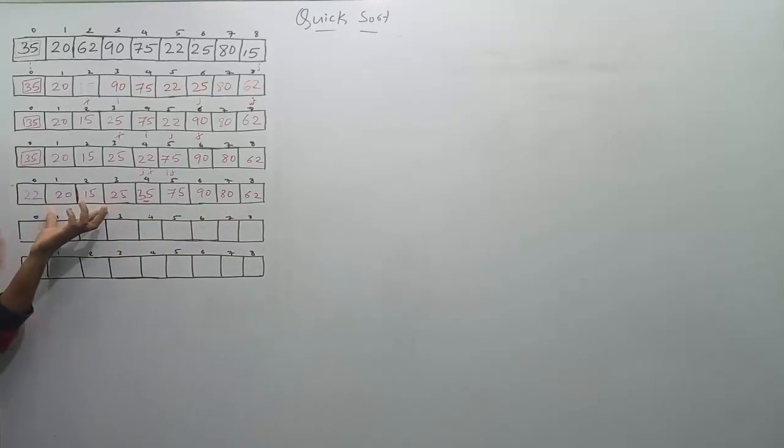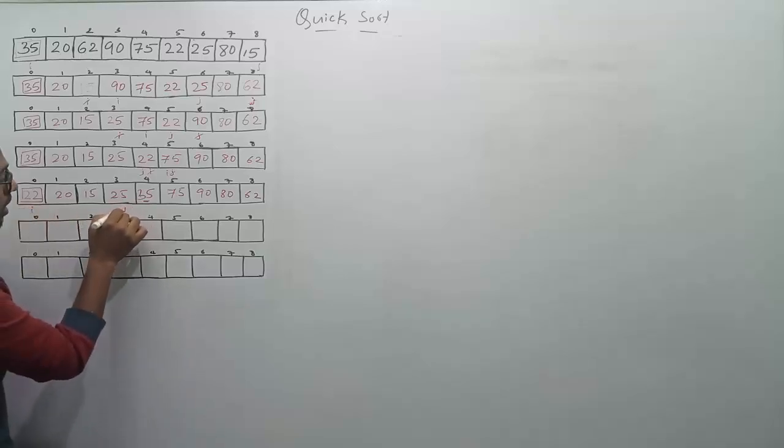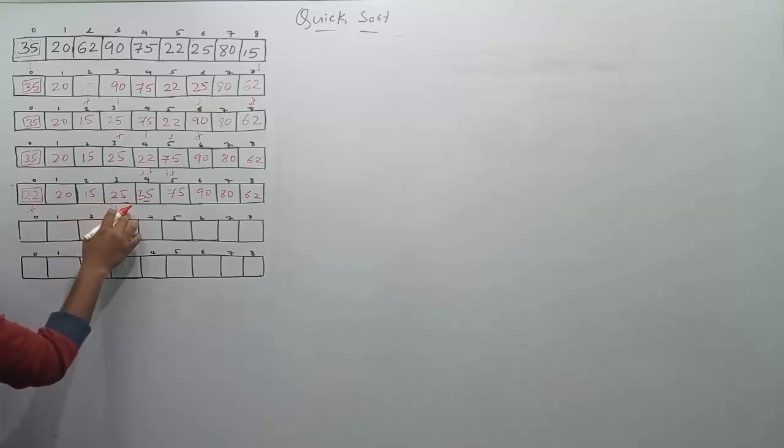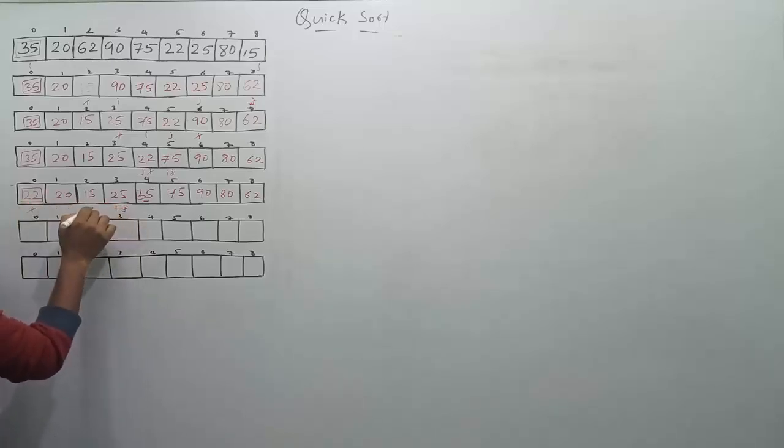Now we need to apply the same partition algorithm on the left sub problem. So we will consider this as the pivot and I will mark this as i and this as j. Now you need to do the same thing. Is there an element on the right side which is greater than 22? Oh yes, here. This is not, and here. Now I need to check, is there an element lesser than pivot? Yes. Now j comes here.